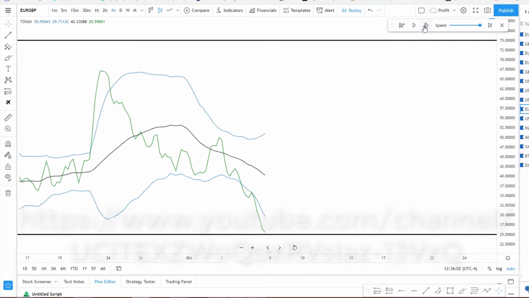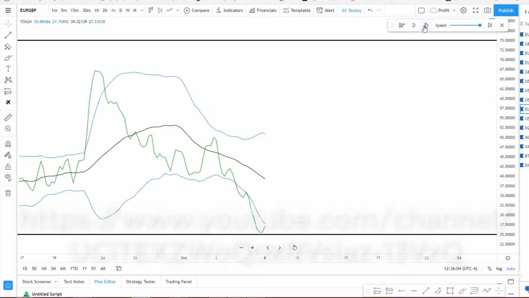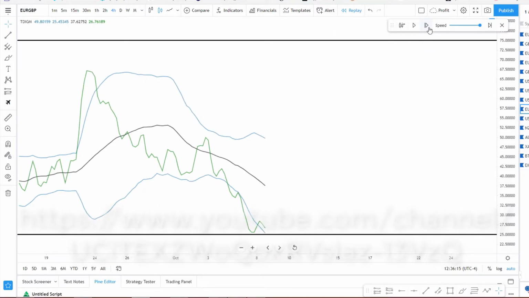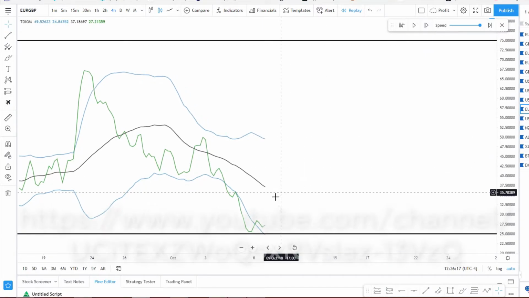And yes, as I've said, you can use this on other pairs. So if you don't see setup on Euro GBP, then just go watch other pairs and you can use this. And this is very good.